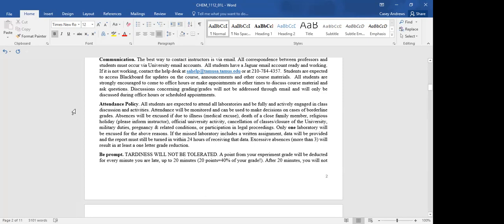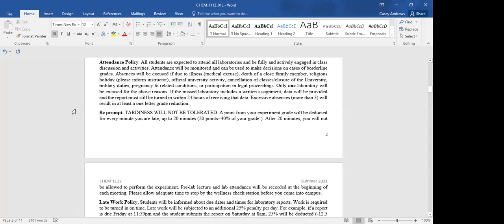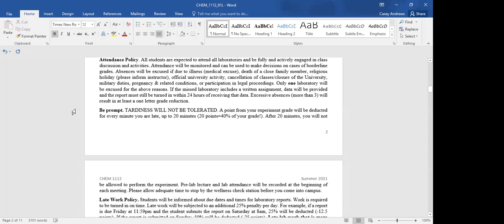Make sure you are on time. Lab starts at 11, not 11:05, right? So make sure you are there ready to go. If you're late, you will be deducted points. Basically, every minute that you're late, you get marked down a point, up to 20 minutes late, which is 40% of your grade for that day. If you show up after the 20-minute mark, you are no longer allowed to come into the classroom and you just get a 0. So make sure you are on time.